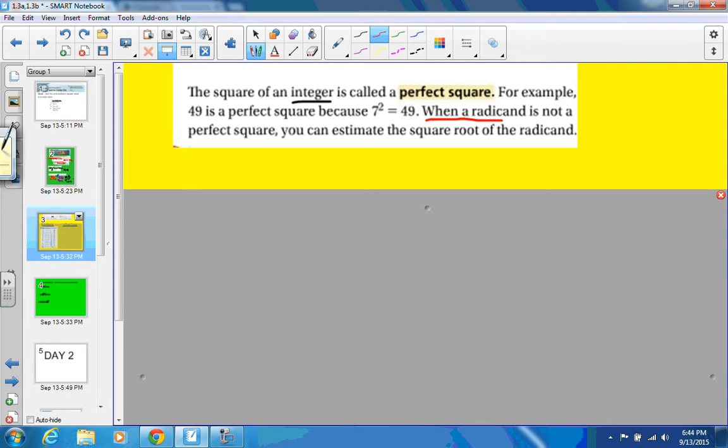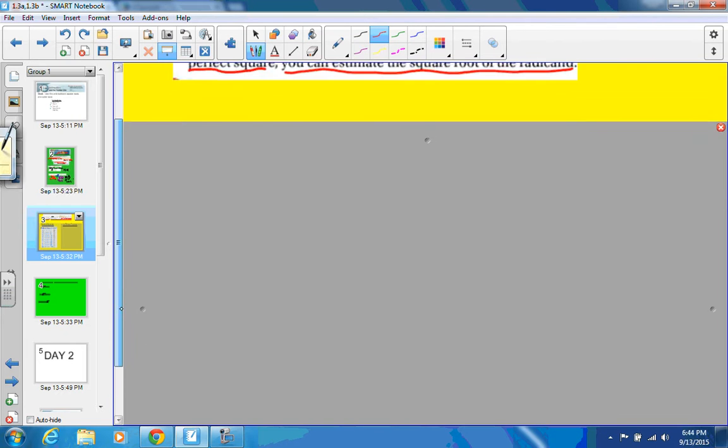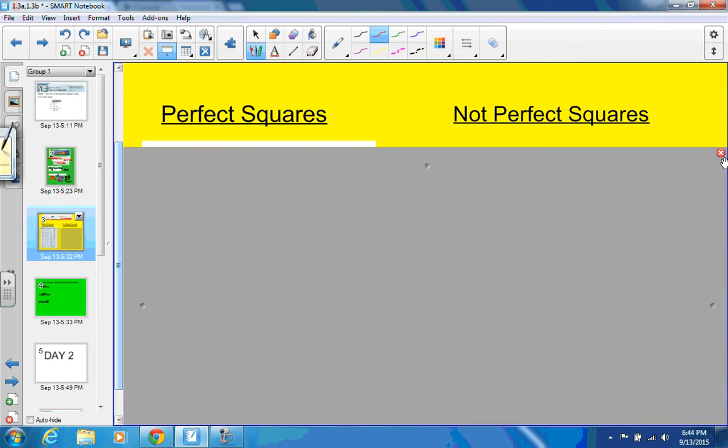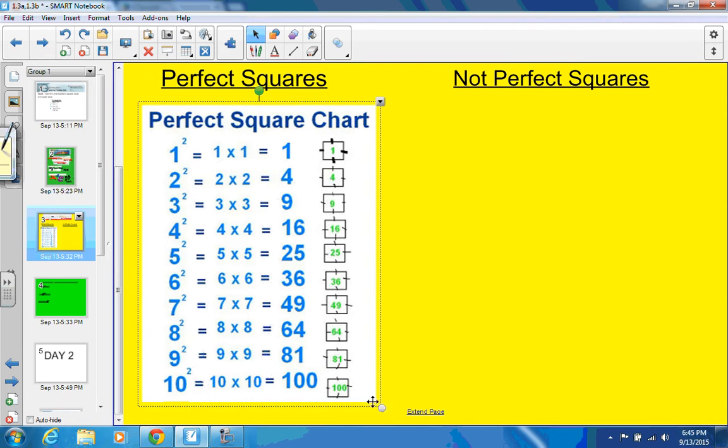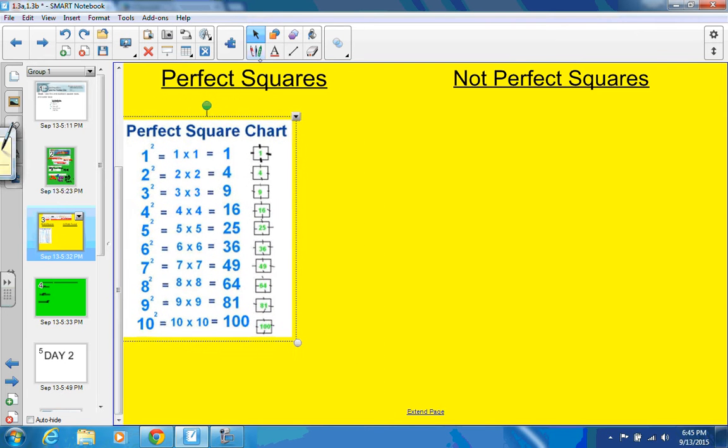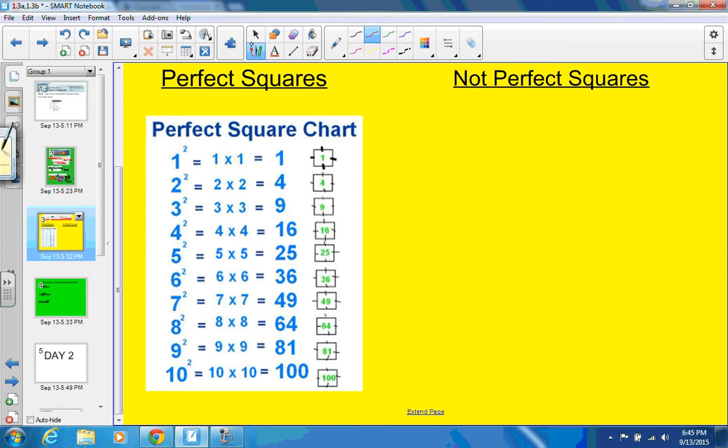But this is also important here. When the radicand is not a perfect square, your answer will not be a whole number, so you can estimate the square root of the radicand. So let's take a look at doing that real quick. Here's a list of perfect squares that maybe you have memorized from back in the day. If you go backwards, actually we'll do this here. The square root of 1 equals 1.